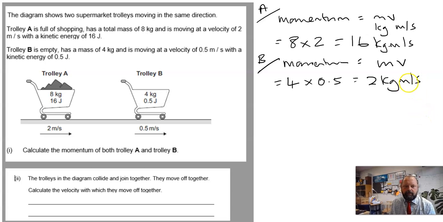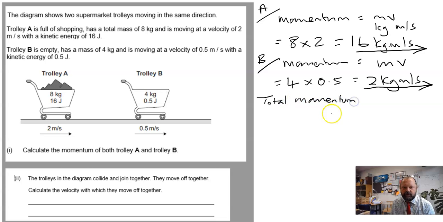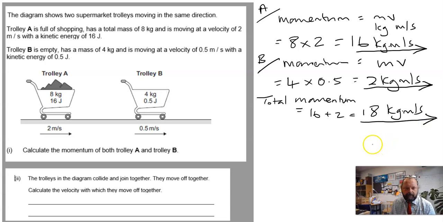Now, momentum is a vector, so it matters that these two numbers have direction, and the momentum for both trolleys is to the right. So when we talk about the total momentum here, the total momentum of the combined system of both trolleys is 16 plus 2, which is 18 kilogram meters per second. We can add them together because both of them are acting to the right.